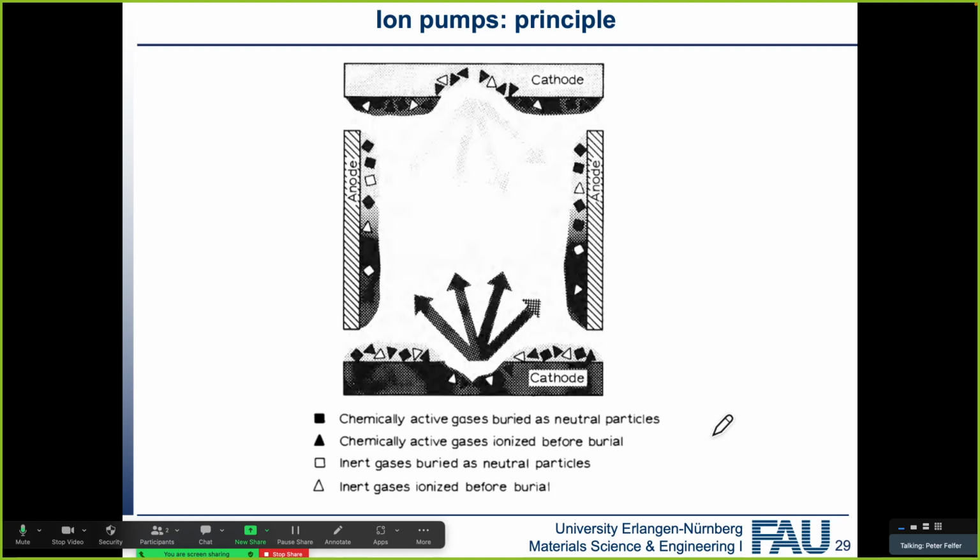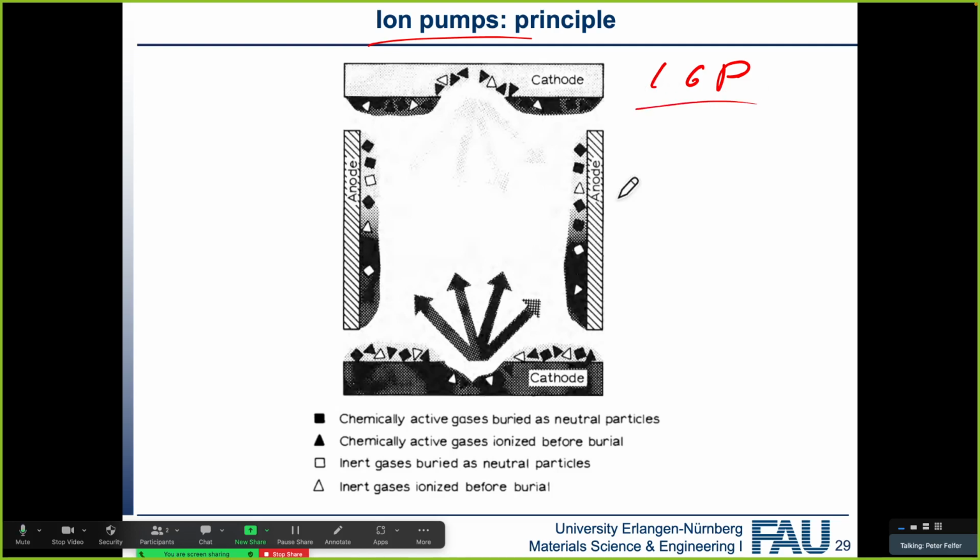Another pump that we use, and we use that one a lot, is a so-called ion pump, ion getter pump, IGP. And that's the main pump, for example, in the LEAP system. But that's also the main pump typically in transmission electron microscopes, including our transmission electron microscope. It's also the main pump in electron microscope columns. So all our field emission electron microscopes also have ion getter pumps as pumps.